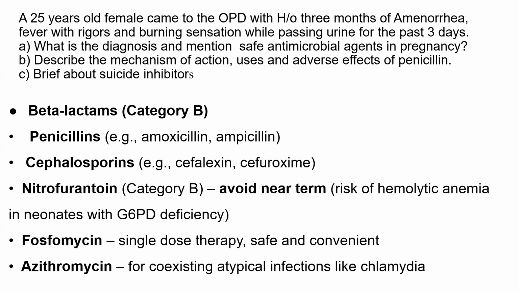Okay. So safer drugs are mainly penicillin. So this is UTI in pregnancy. That is the diagnosis. So what are all the drugs safe? Beta lactams, mainly penicillin, cephalosporins, and nitrofurantoin. But we have to avoid it near term. You have to avoid it. There is more chance of hemolytic anemia in neonates. And fosfomycin we can use, which is also a cell wall synthesis inhibitor, and azithromycin. So these are all the drugs used safely in pregnancy, UTI.